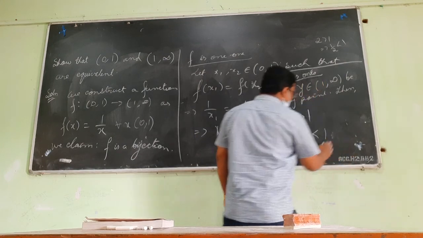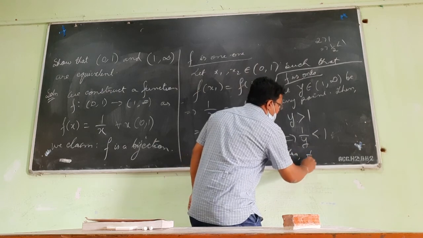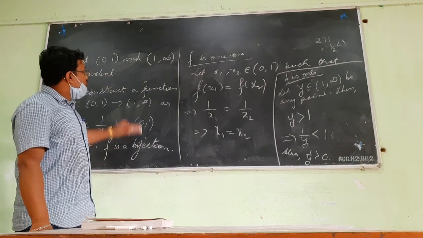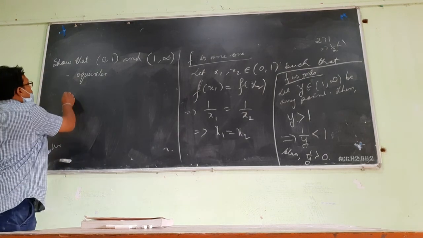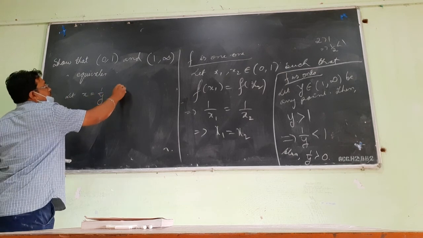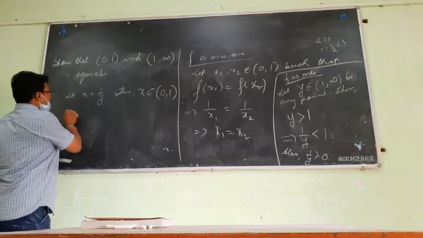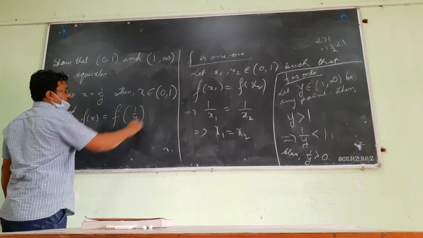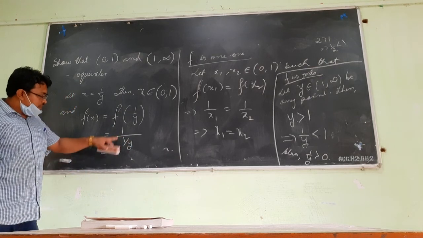Well, let me write it in two parts. y is greater than 1 implies this. Also 1 by y is greater than 0, because y is positive, right? So therefore I can take this 1 by y as x. So let x equal 1 by y. Then this x is an element inside the domain. And what is f of x? f of x equals f of 1 by y, and by definition it is 1 divided by 1 by y. So what is 1 divided by 1 by y?